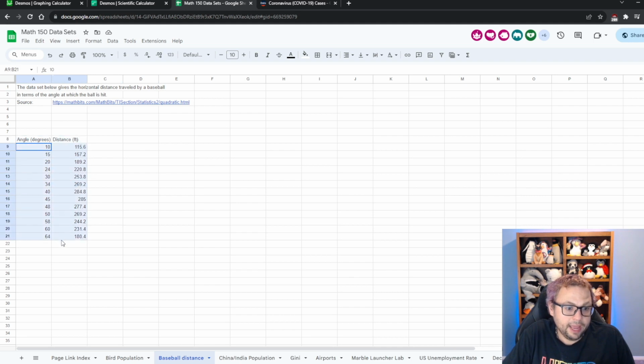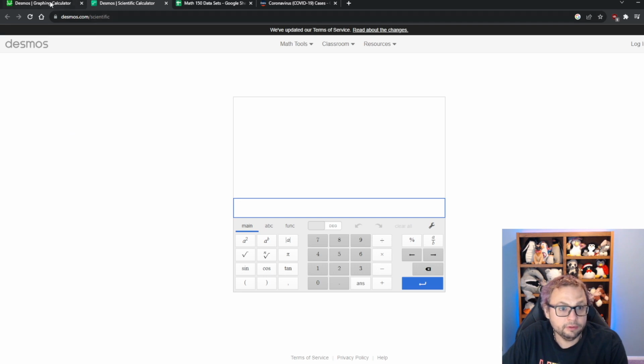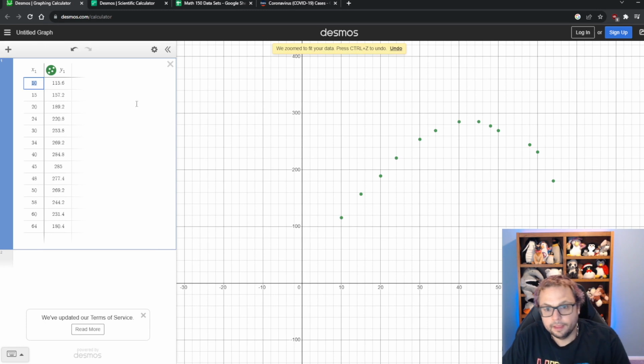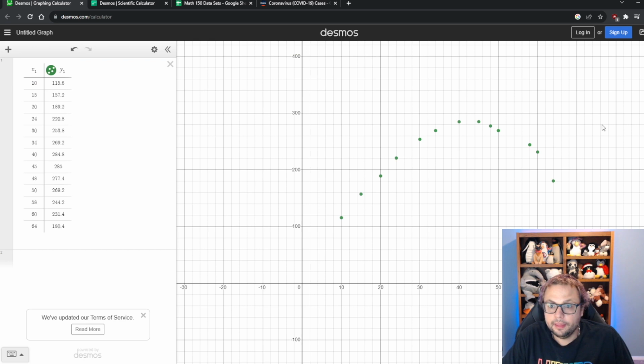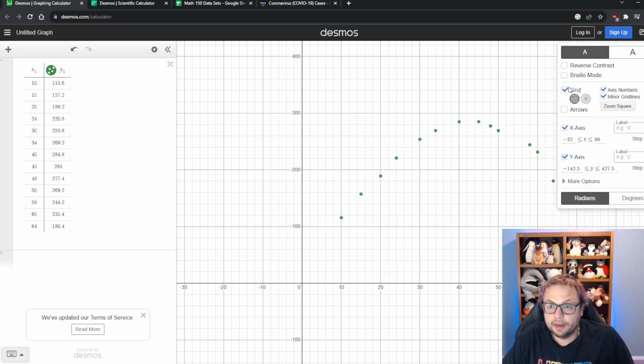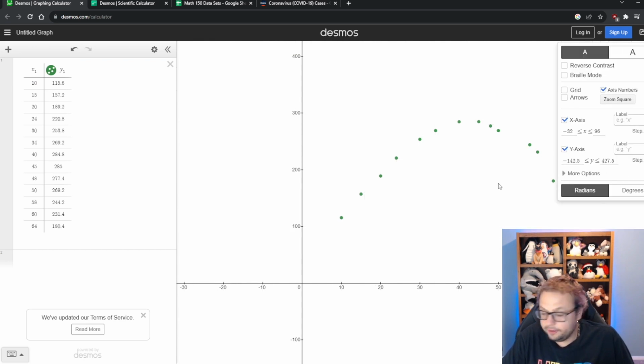So if we go ahead and just copy that into Desmos, as we are wont to do at this point, let us pull up the graphing calculator. If we want to pull this up like this, then you can see already, even before I get rid of the grid, that we have this nice shape that looks kind of like a parabola. And again, we should label our axes. So this is the angle in degrees, and this is the distance in feet.